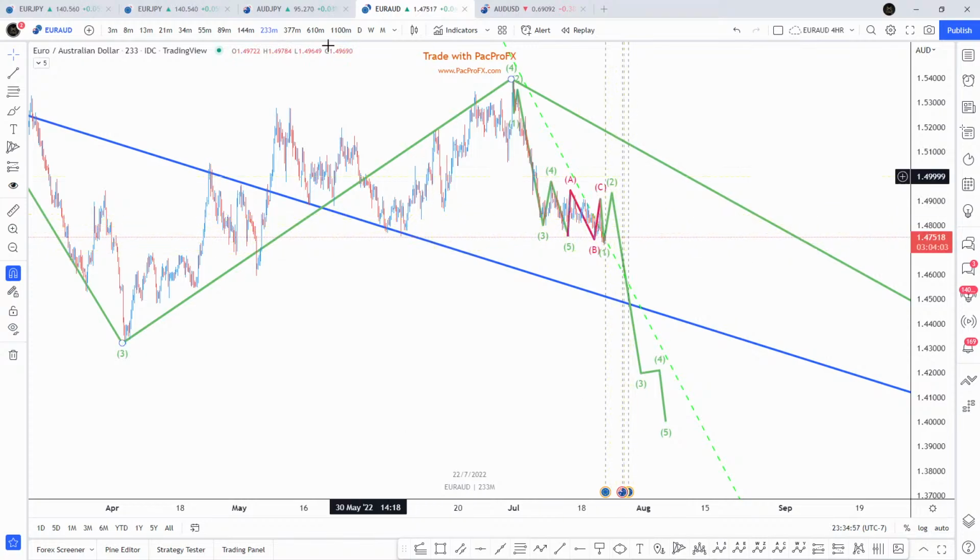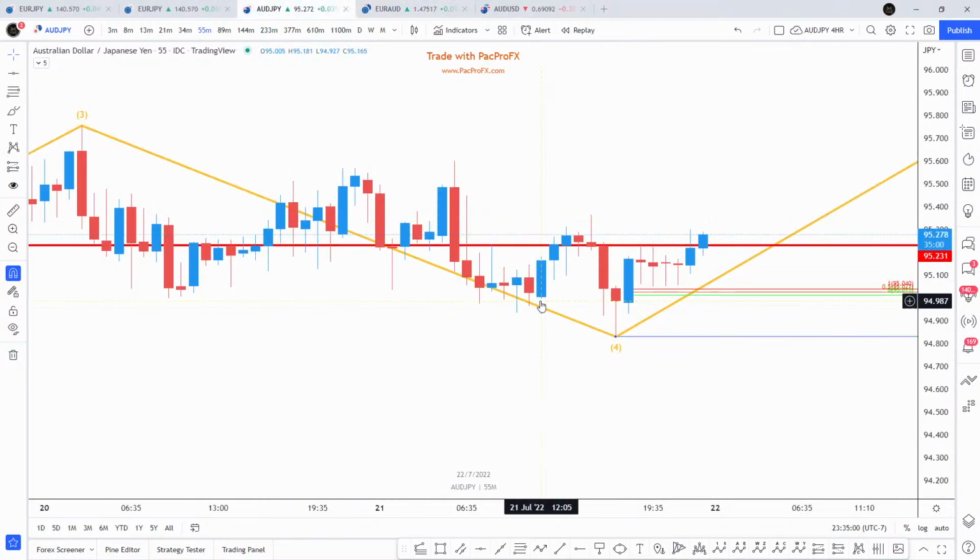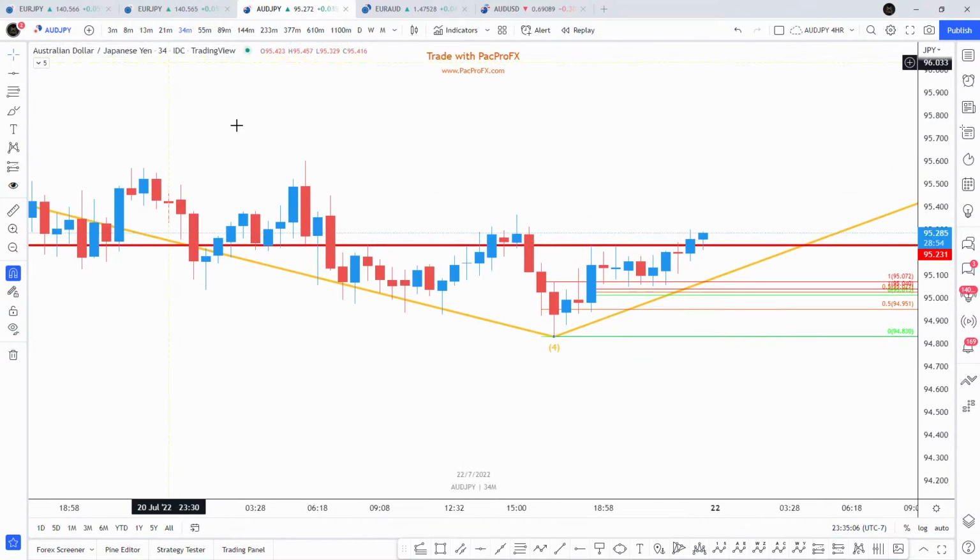So let me look at that AJ again. Yeah, now it has taken off. So I would say it'll be safe to get into a long.